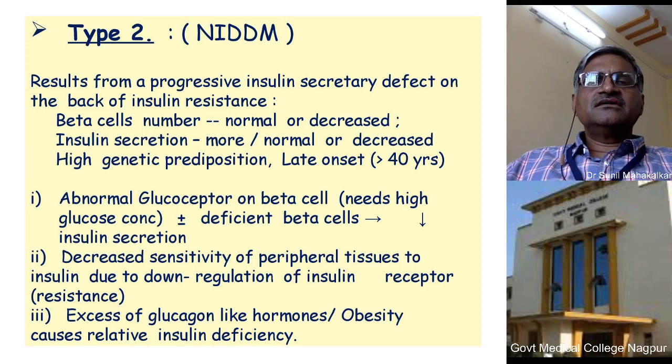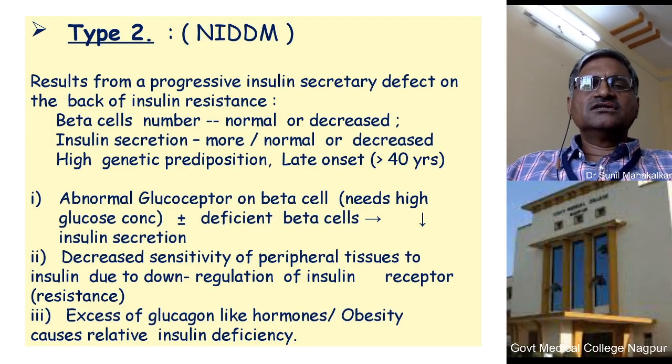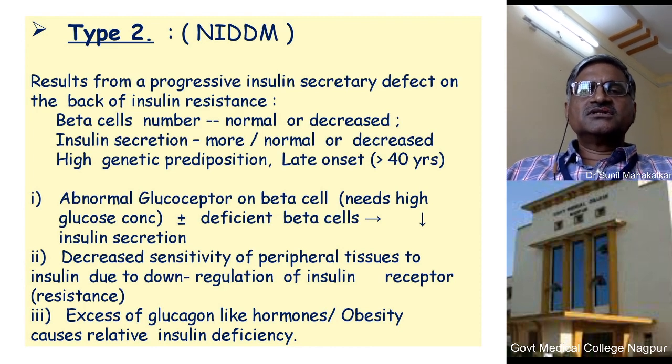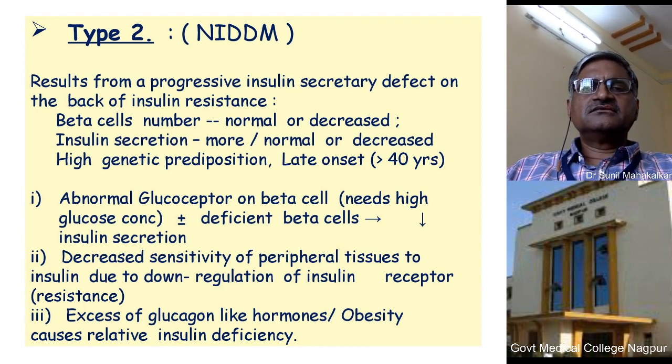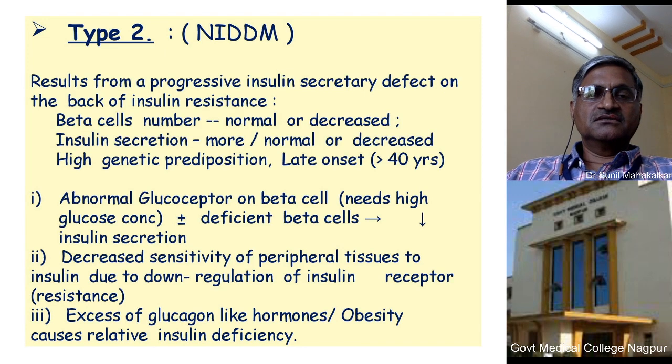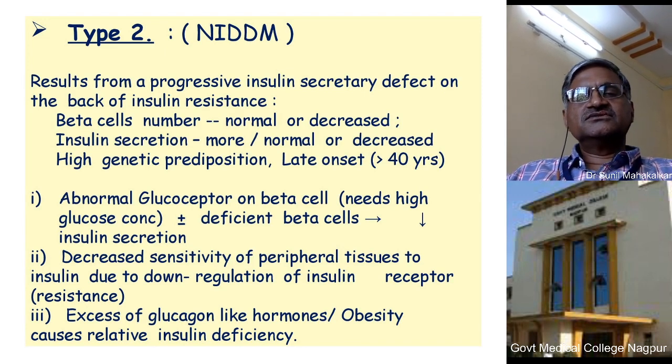Then the second type is NIDDM, non-insulin dependent diabetes. Type 1 is insulin dependent, this is non-insulin dependent. It results from a progressive insulin secretory defect on the back of insulin resistance. So these two things are together. The beta cell number may be normal or may be decreased. Insulin secretion may be more or normal or decreased.